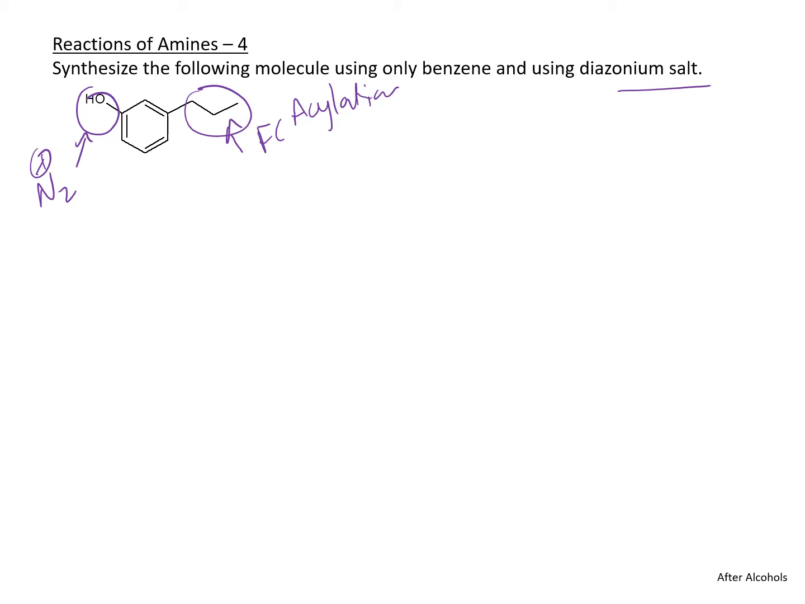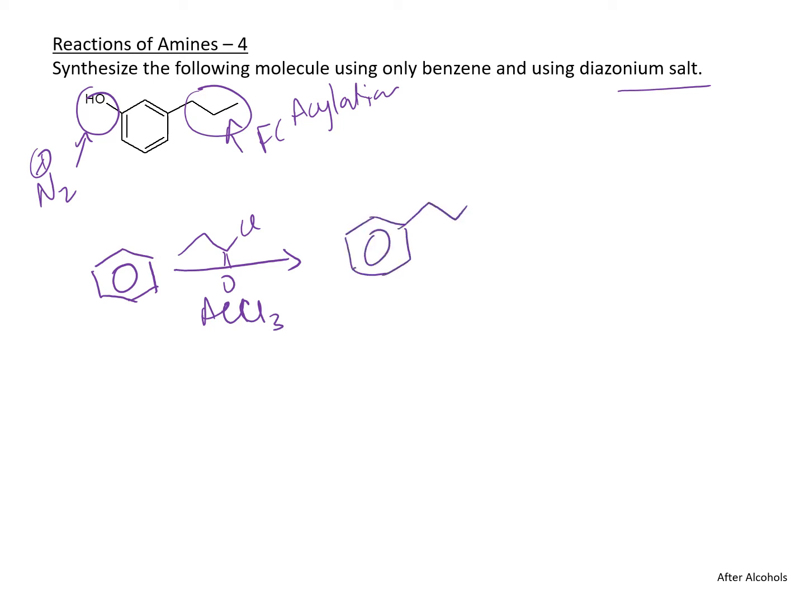So let's go ahead and start working on this. And of course, we're using only benzene, right? So we're starting only from benzene. The first step I'm going to do is Friedel-Crafts acylation. Make sure you write all your reagents when you do this. So acyl chloride and of course the aluminum chloride. Once you have that, you will have this ketone that you form.